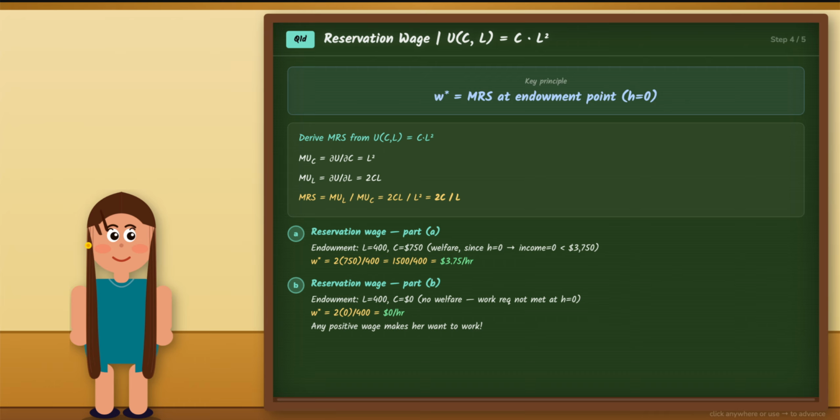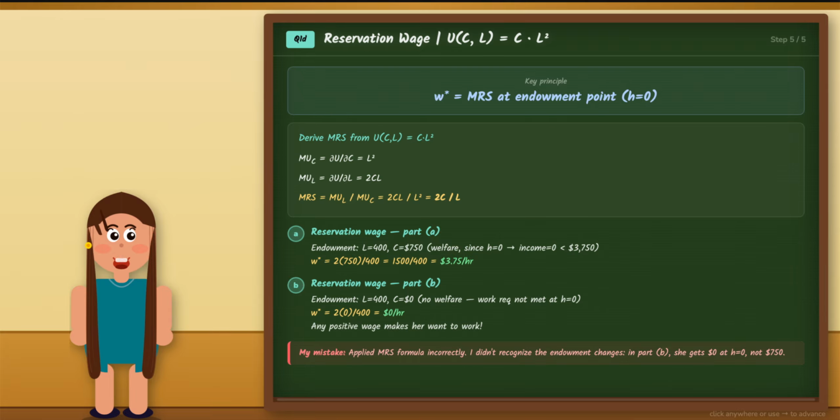For Part B, the endowment is different. At 0 hours worked, she doesn't meet the work requirement, so she gets no welfare. C, or consumption, equals 0. So, the MRS equals 2 times 0 divided by 400, which is 0. Her reservation wage is $0. Any positive wage will get her to work.